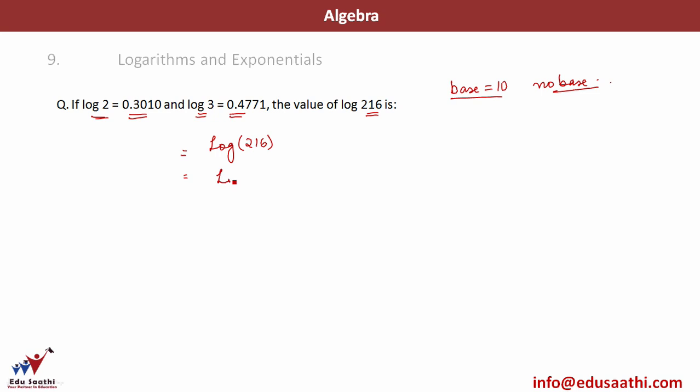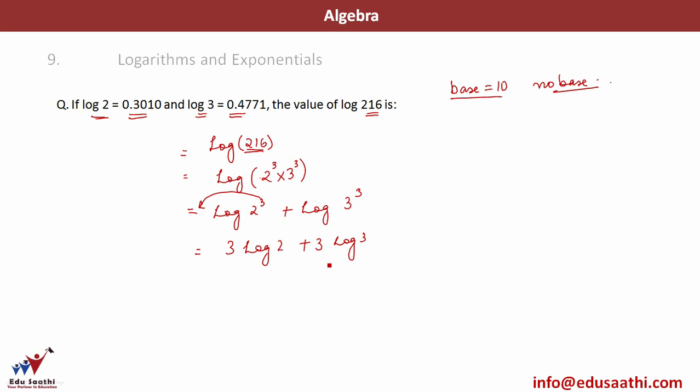Now this can be written as log. I'll just do a prime factorization of this. This is 2 cube into 3 cube. So I'll write it as log of 2 cube into 3 cube. So it can be written as log of 2 cube plus log of 3 cube. Log of a into b is log of a plus log of b. Now I can bring this out of the log sign. Power rule, if you remember, 3 log 2 plus 3 log 3. Now I can take 3 common and write it as 3 into log 2 plus log 3.